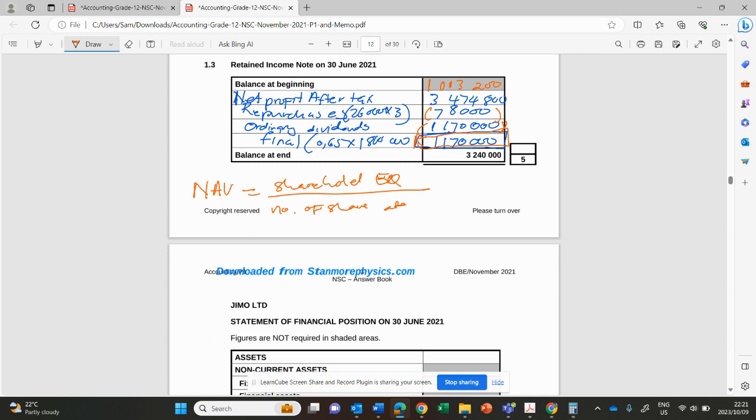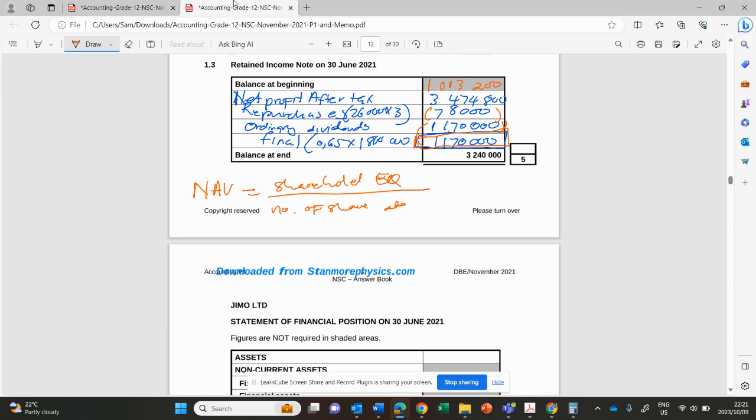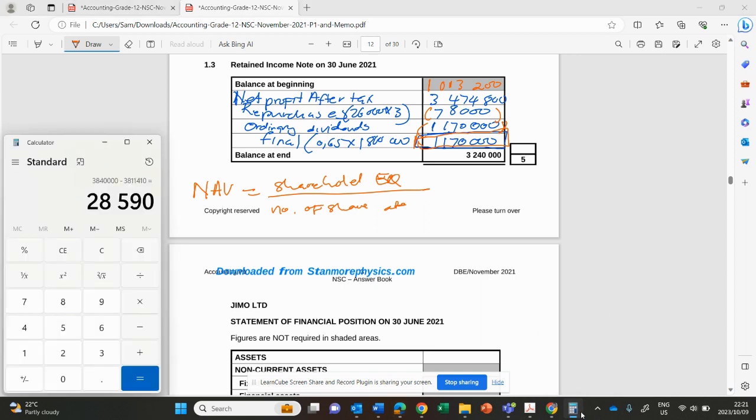So now the NAV is given there. Let's substitute. The NAV is given as 540 cents. So what is 540 cents? 540 divided by 100, that's 5 rand 40 cents, or 5.4.